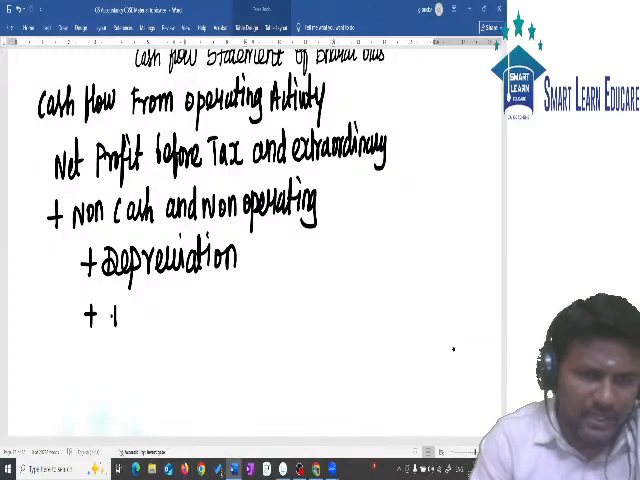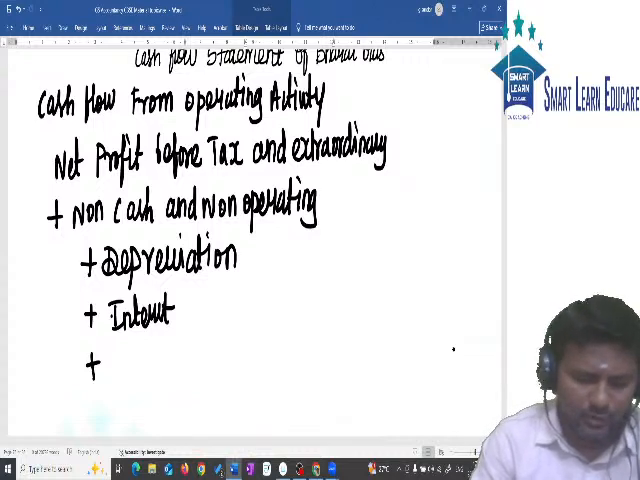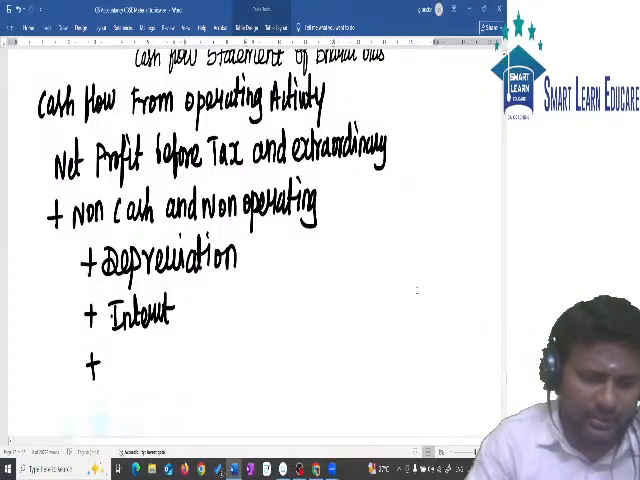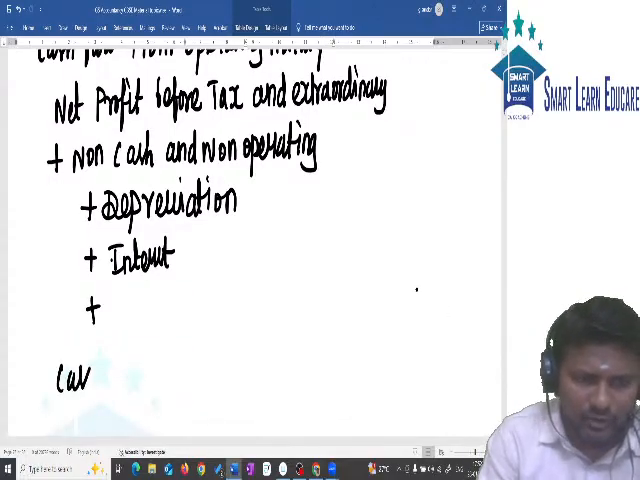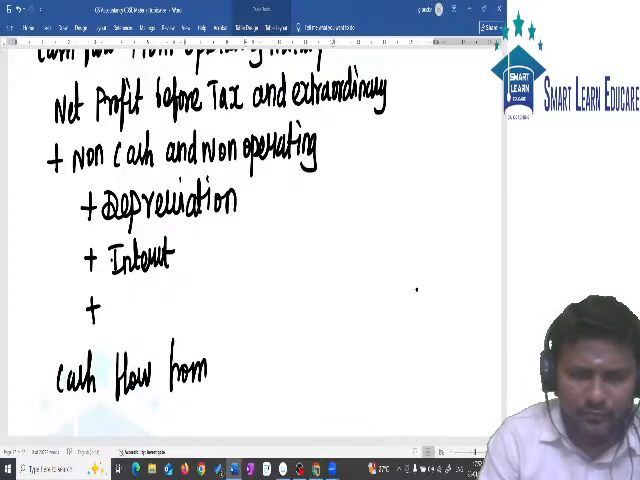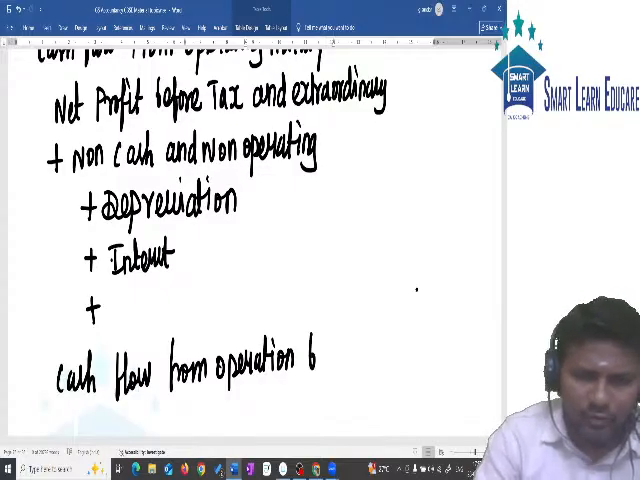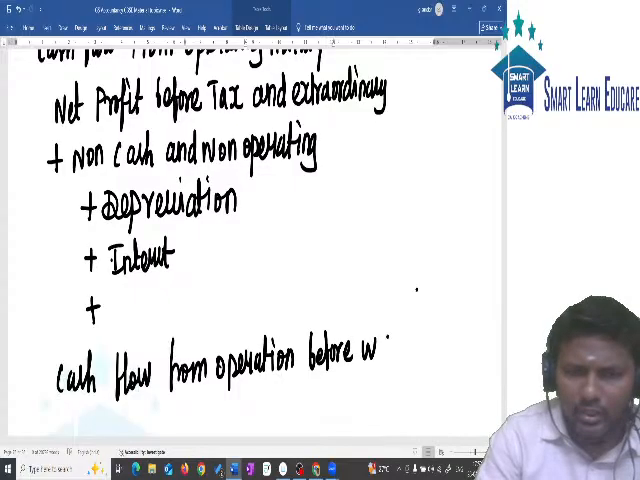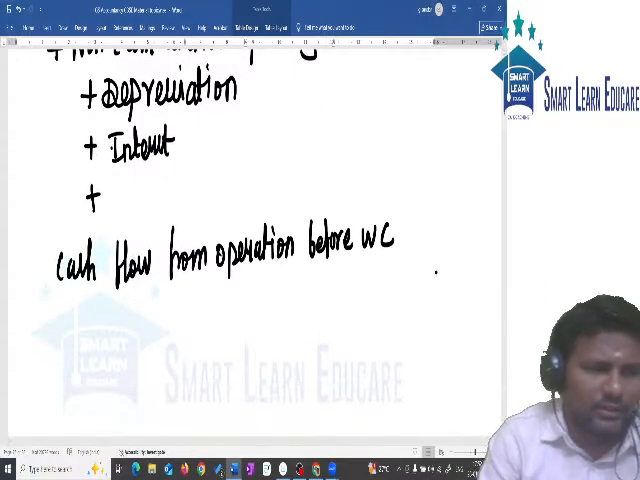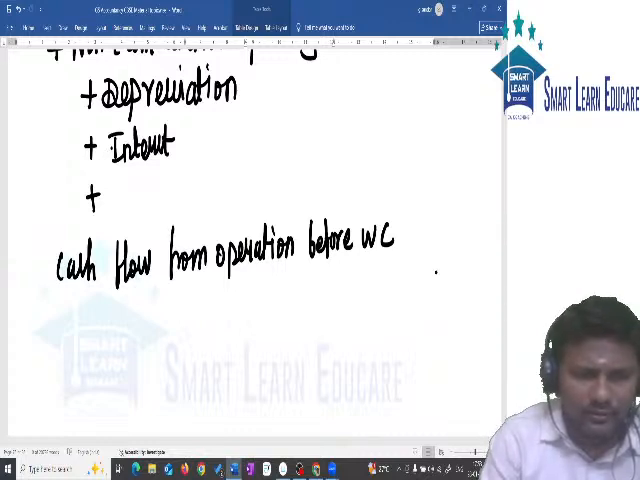Normally interest will be added. In this question a loss will be there, I think. Then you will be getting cash flow from operating activity, cash flow from operation before working capital. With that, some plus or minus adjustments are to be made.